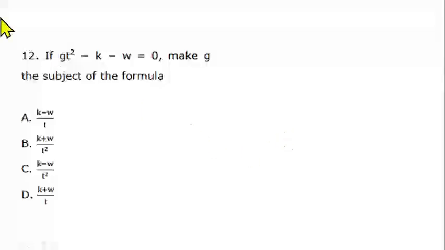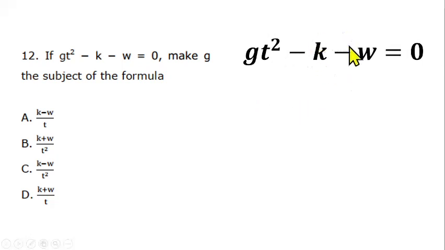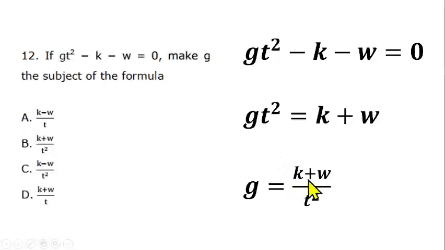Question number 12 is from change of subject of formula. We are given that gt squared minus k minus w is equal to 0. We have to find g. So from there, what can we do? Take k and minus w to this side. You have gt squared equals k plus w. Divide both sides by t squared. That will be g equals k plus w over t squared. And that will be option B.